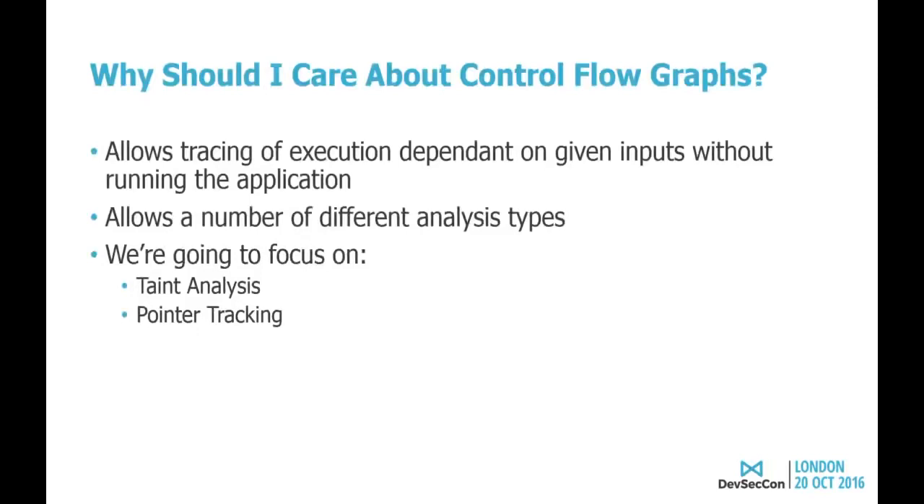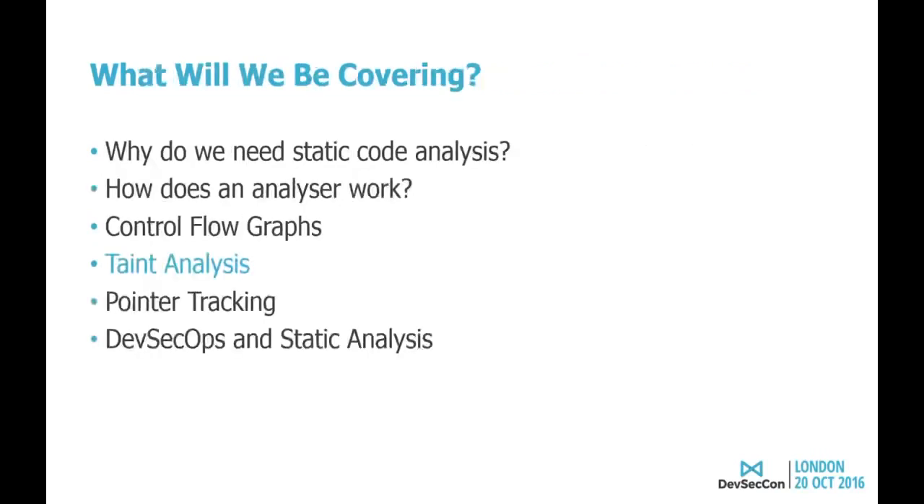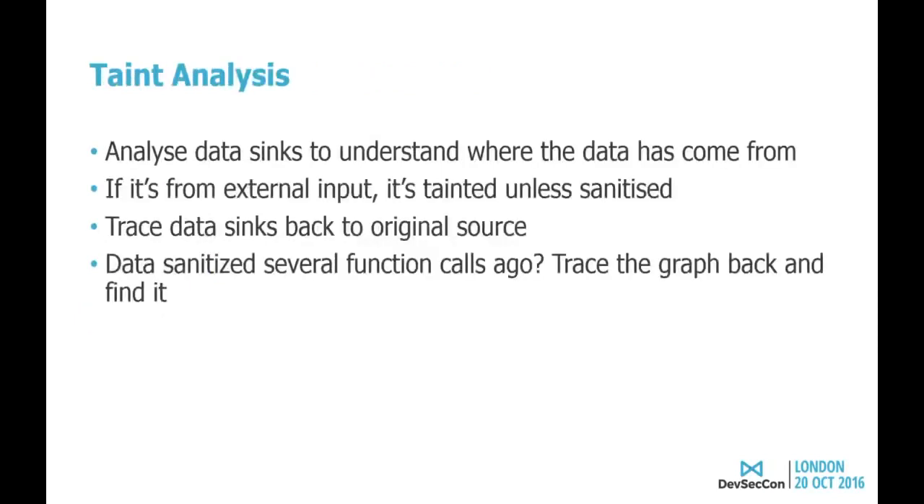So now that we can trace execution without actually executing the program, we can do a number of different types of analysis. The core ones we're going to focus on here are taint analysis and pointer tracking. So, taint analysis. Look for sinks of data. If you have a web application that's querying a database, the point at which the data goes into the database query function is an example of that.